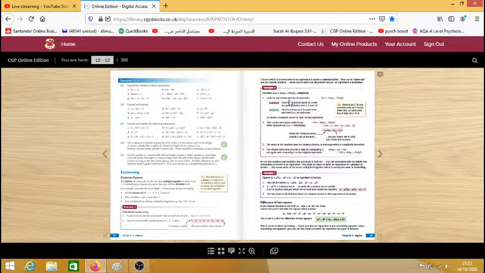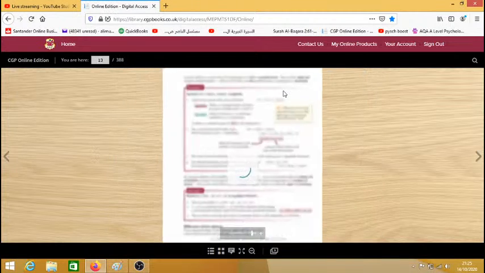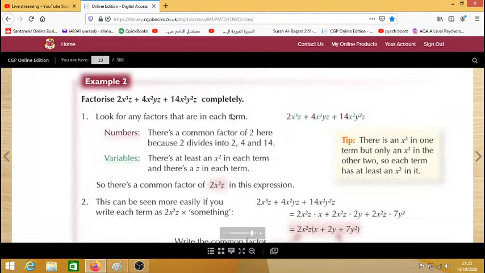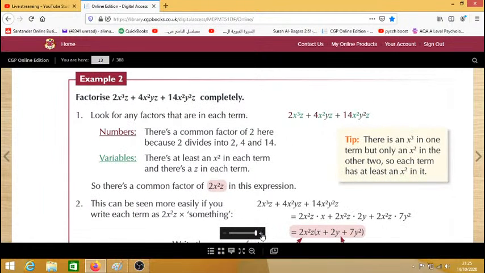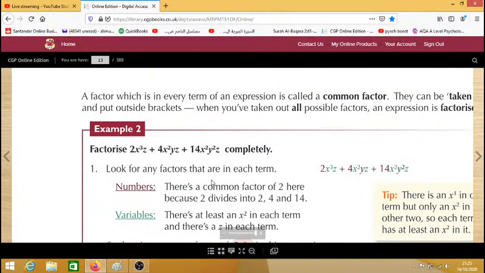Okay, time for something a lot harder. This is the level you want to work at. So let's get this nice and big.